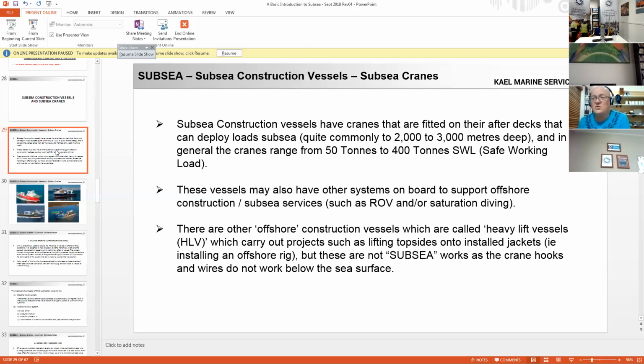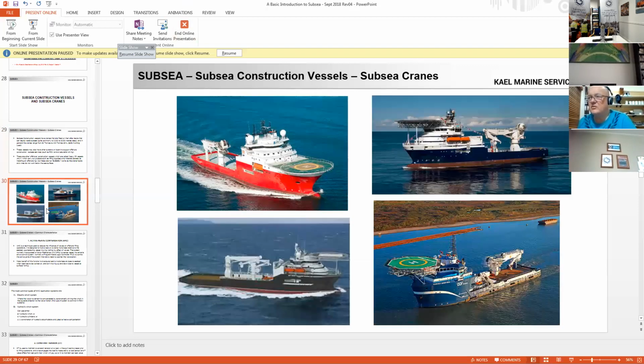There are also offshore construction vessels which are called heavy lift vessels, which carry out projects such as lifting topsides onto installed jackets onto an offshore rig. But this is not subsea work, so we're not going to discuss that today. Okay, a few examples of vessels with subsea cranes on the aft decks.